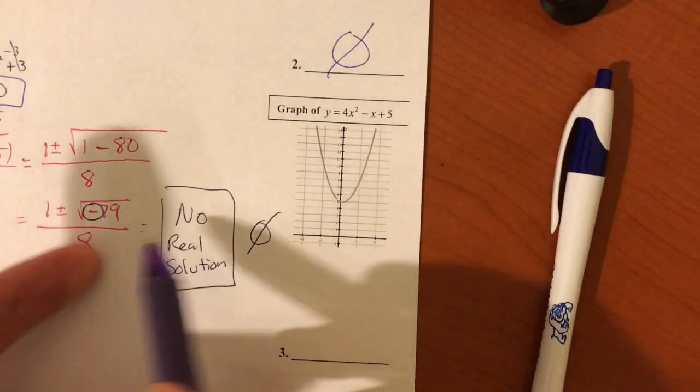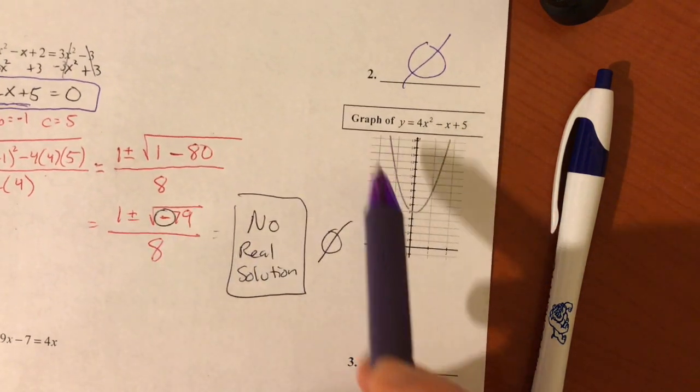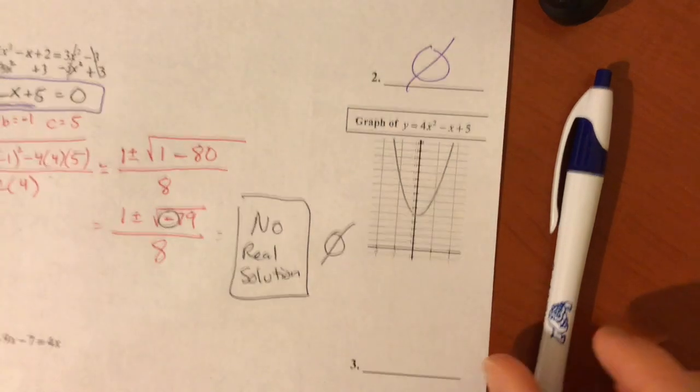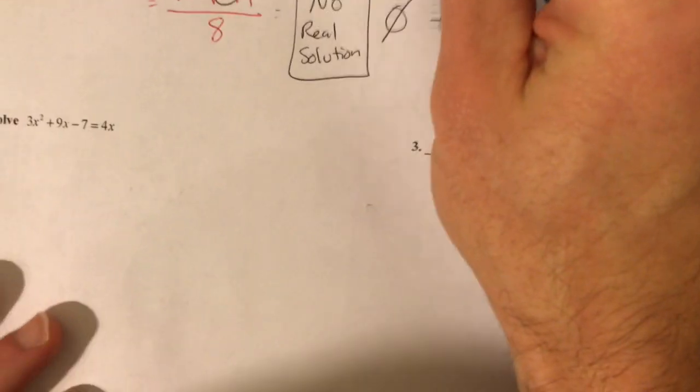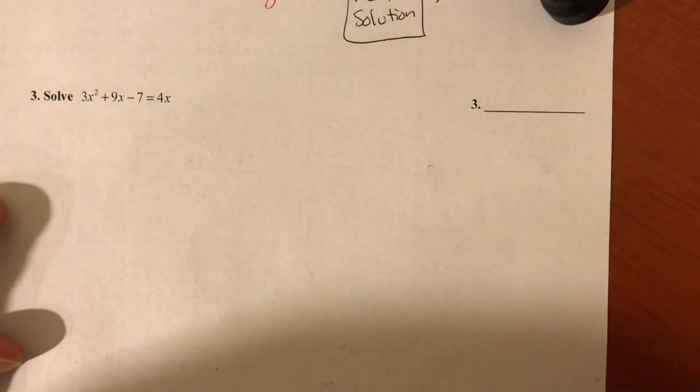And so it is possible to get those things. If you get that, it doesn't mean you've done anything wrong necessarily. You might want to look at the graph and see, hey, it doesn't cross the x-axis. No solution. Beautiful. And one more, here we go, just for fun. But now hopefully you're getting the hang of it a little bit.